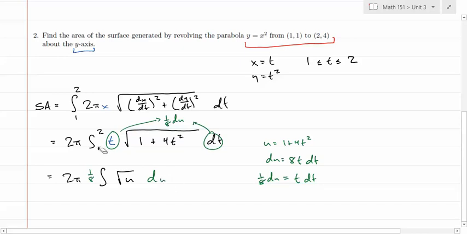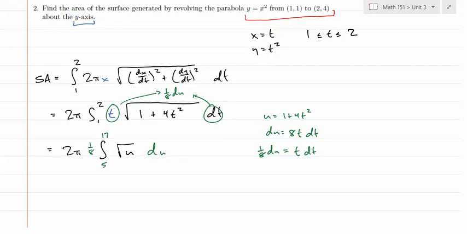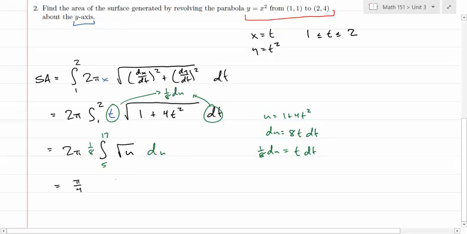And we might as well change the limits too. The limits were 1 and 2. If t was 1, u would be 5. And if t was 2, 2 squared is 4, 4 times 4 is 16, plus 1 is 17. So those would be the new limits. That way we don't have to switch back to t. Okay, 2 pi times 1/8, that would be pi over 4. This is u to the 1/2 power. The integral of u to the 1/2 power would be 2/3 u to the 3/2 power, evaluated from 5 to 17.